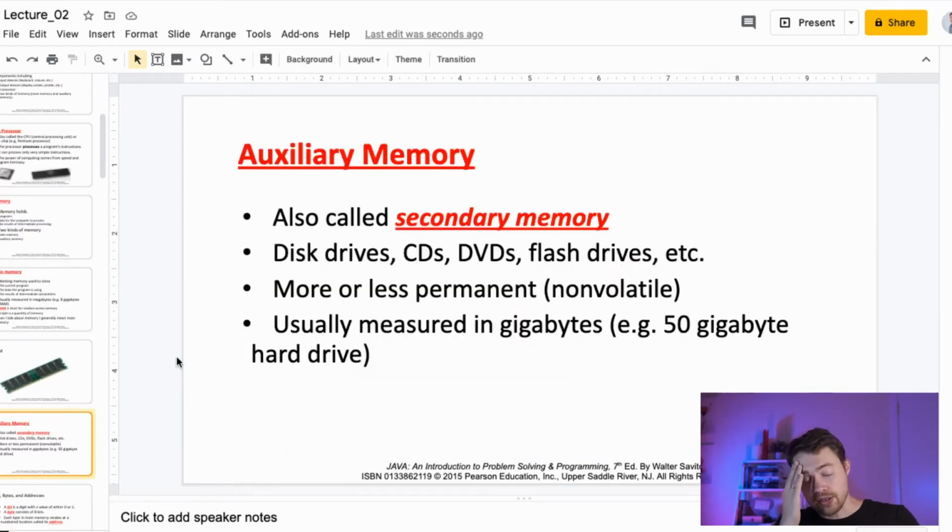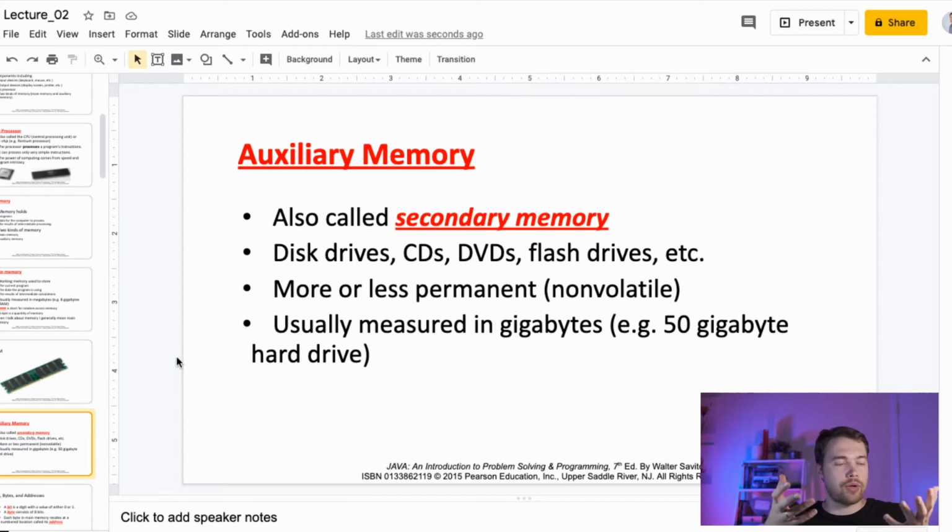Auxiliary memory, okay? Auxiliary memory is also called secondary memory. Those would include disk drives, flash drives, USB flash drives, CDs, DVDs. Nowadays it would be hard drives and SSDs, okay? That memory is considered to be more or less permanent, which is also called non-volatile. What does that mean? There are two kinds of memory, main and auxiliary, but they are sometimes also called volatile and non-volatile. When we say non-volatile, that means it does not depend on the power, right?